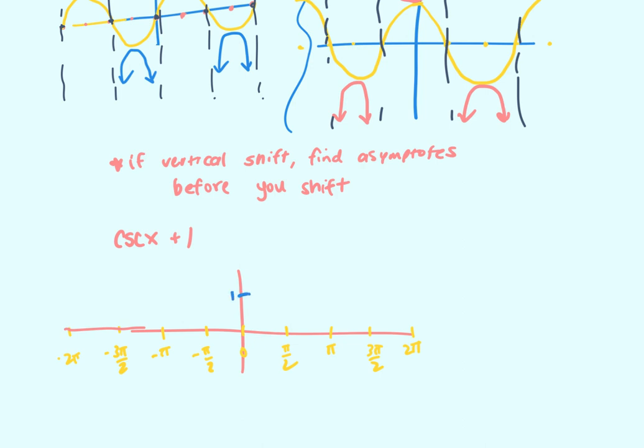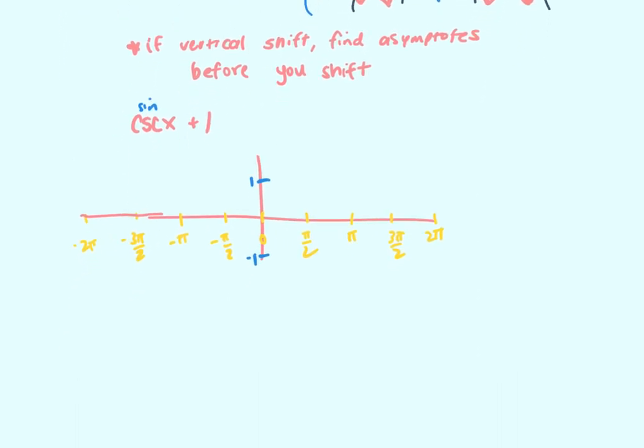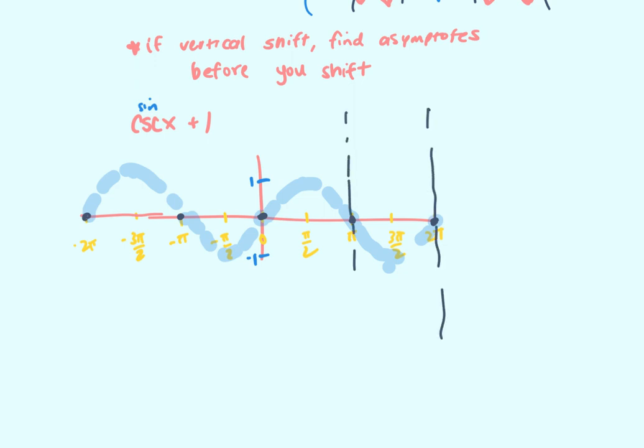Plot my amplitude. And this is sine first. So I would have started at 0, gone up, down, down, up. Worked back the other way. And then before I shift this up, I'm going to locate my asymptotes because they are easiest to identify before you shift it, because that's where it's 0. If I shift it first, they are no longer at 0.